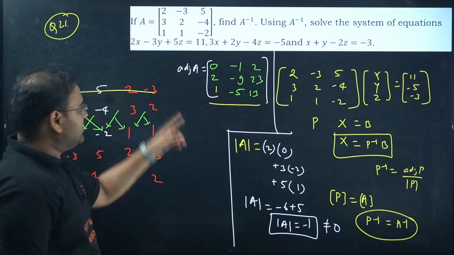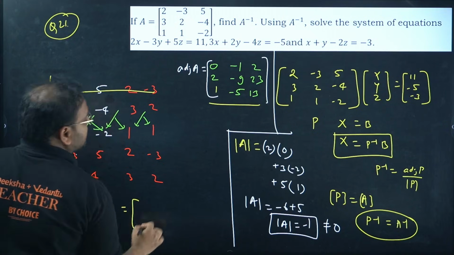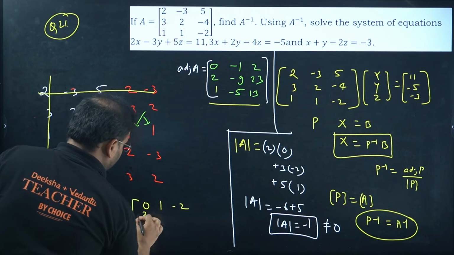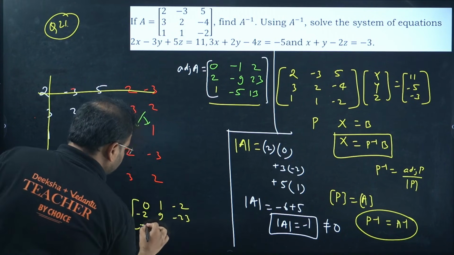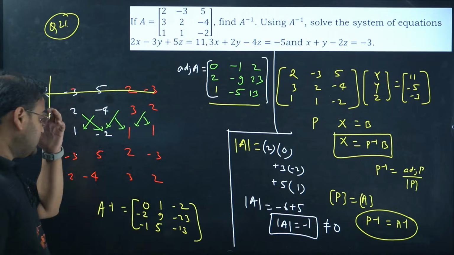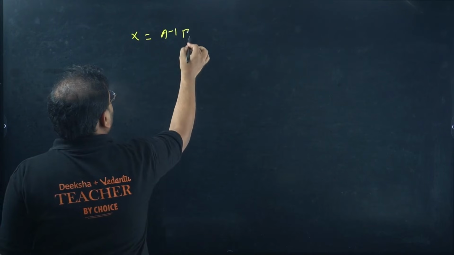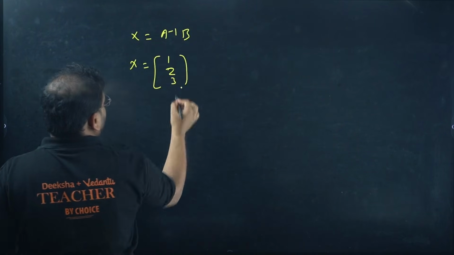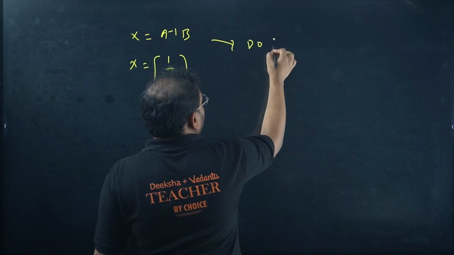Once you have the adjoint, change the sign to get the inverse. So the inverse is coming as, check guys, 0, 1, minus 2; minus 2, 9 and minus 23; this is going to be minus 1, 5 and minus 13. This is your A inverse. To find the x value or the variable matrix, write A inverse into B. You'll get the x value as, in this case, 1, 2, 3. Please do the product. Do the last step.